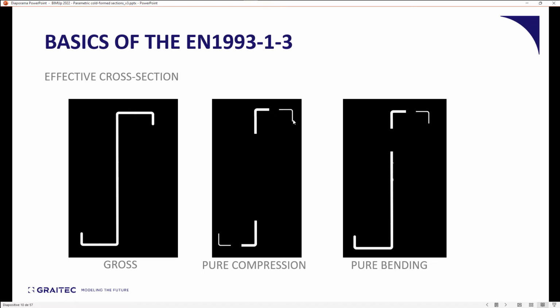And believe me, in cold form design, just finding out this effective cross-section and the effective characteristics that go with them is actually like 50% of the work. It's very tedious, you can easily mess up, it's really complex, and you have to do it for pure compression, for pure bending, in strong axis and weak axis, with compression on the top flange, compression on the bottom flange, compression on the left, on the right. So yeah, just for that you really want a software to do that for you.